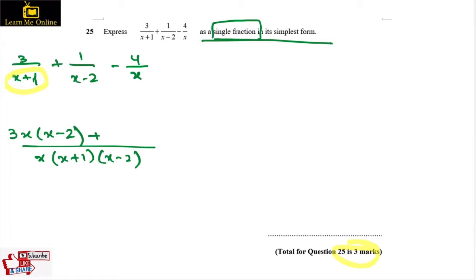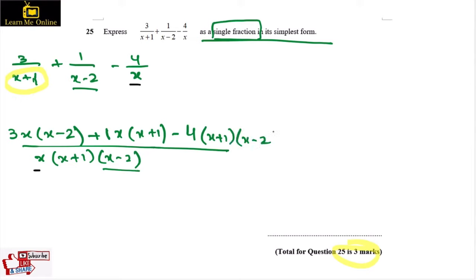Plus the numerator of the second fraction is a 1 and x minus 2 is already here. So the remaining 2 would be x times by x plus 1. Looking to the third fraction, minus 4 is the numerator. We have got this x here already. So the other two that will be multiplying would be x plus 1 and x minus 2.